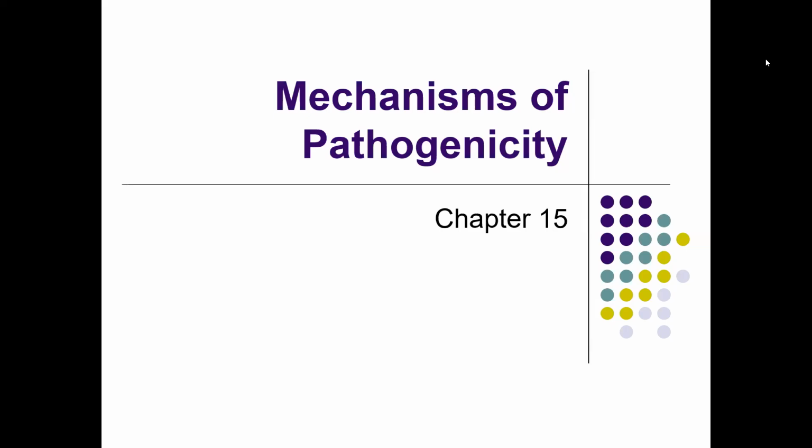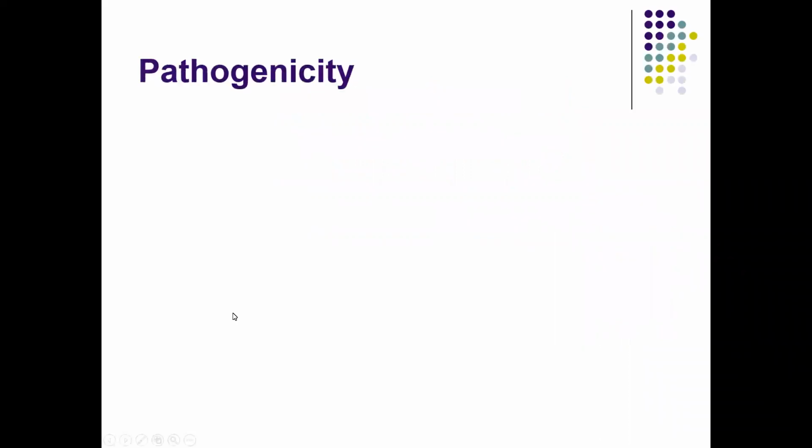All right, so here we are with chapter 15, which is mechanisms of pathogenicity. Don't let the word pathogenicity trip you up. I know it's kind of a big word, but all it means is how pathogens make us sick. So that's what this chapter is all about: how microorganisms that are pathogens actually hurt us, how they damage us, how they make us sick. That's basically what chapter 15 is all about.